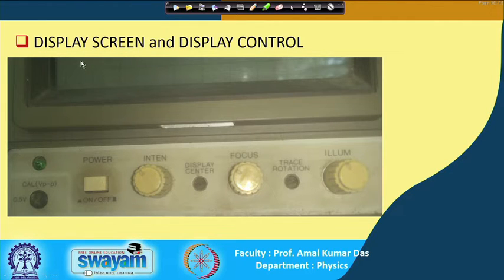So, you see the display in the front panel. I have come back to the CRO. In the CRO front panel, this is one part: the display screen and display control. The intensity knob is there, then the focus knob, and illumination, which is different. Illumination is just to illuminate the screen, a separate arrangement, so we forget that one. But here, with this knob, we change the focusing and the intensity, right.